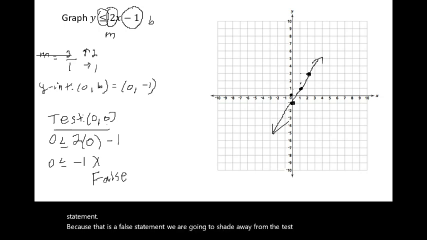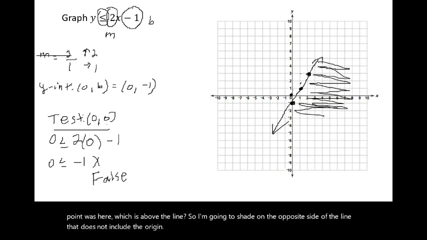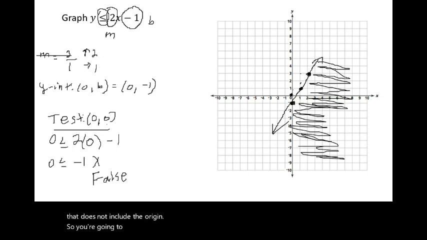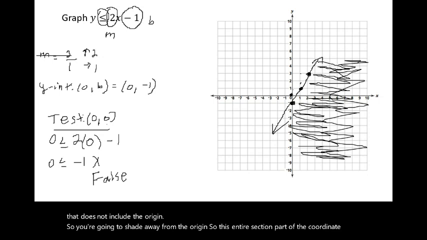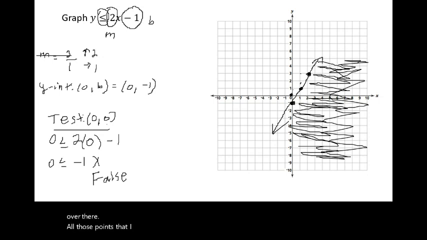Now, the test point was here, which is above the line, so I'm going to shade on the opposite side of the line that does not include the origin. So you're going to shade away from the origin. So this entire section, part of the coordinate grid over there, all of those points that I shaded, those are all solutions to that inequality.